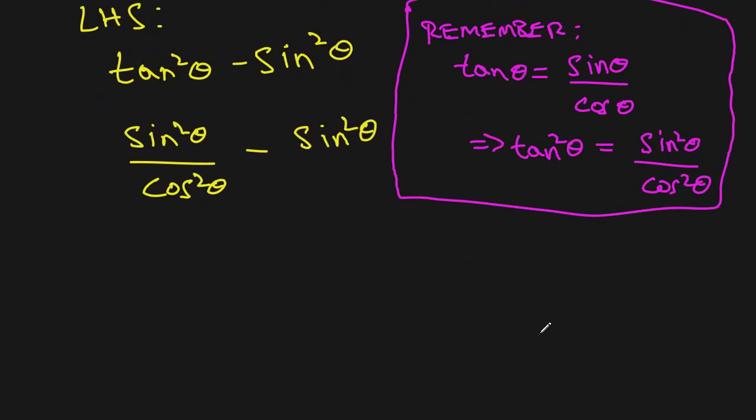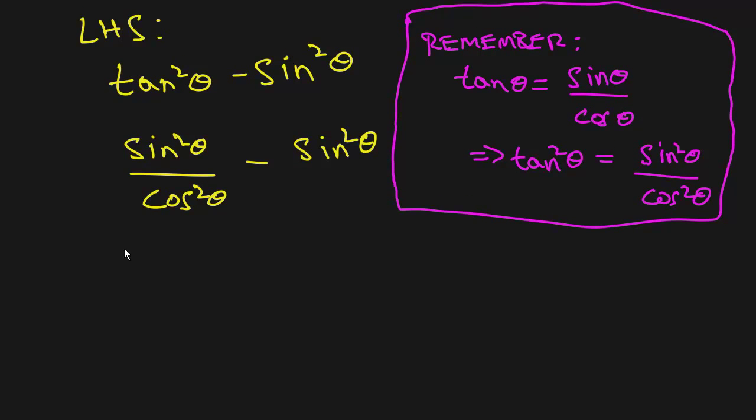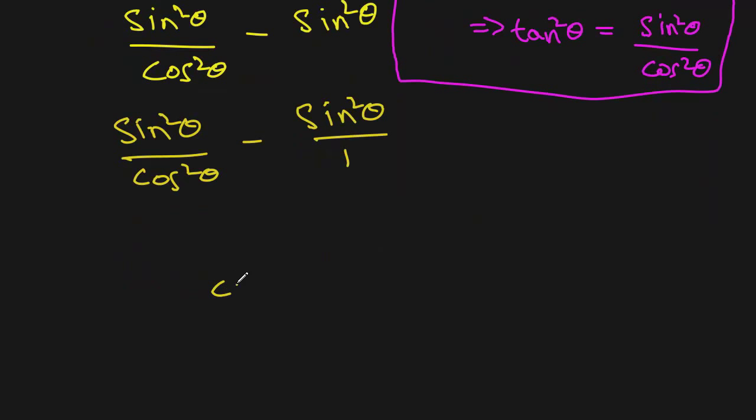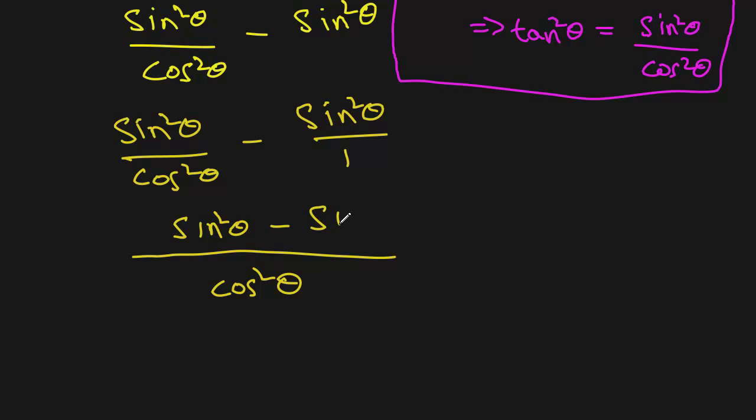identities here. Okay. So now we can rewrite this as subtraction of two fractions, which is sine squared theta over cos squared theta minus sine squared theta over 1. Okay, so now if you take the LCM, which would be cos squared theta, and in the numerator we'd get cos squared theta goes 1, so it's sine squared theta minus sine squared theta multiplied by cos squared theta, as you can just see right there.